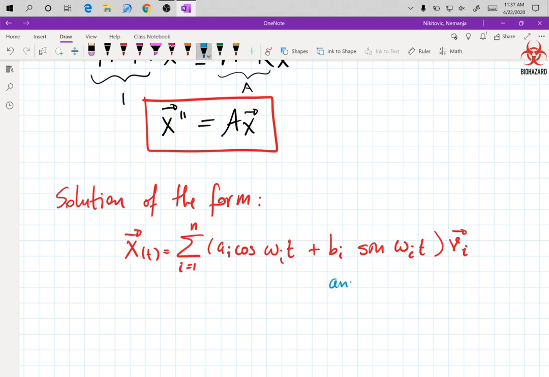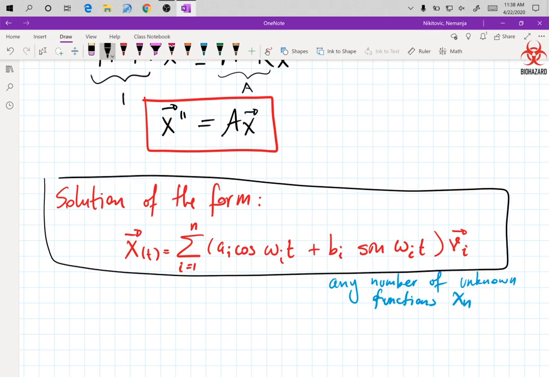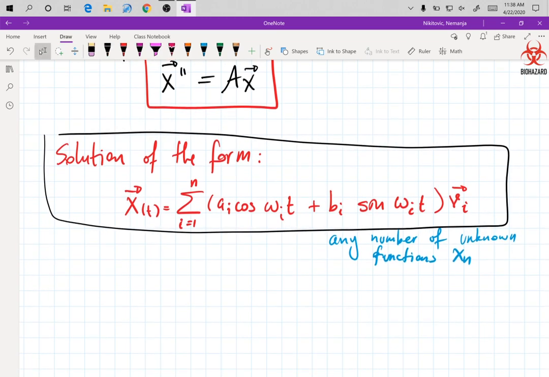I'm just going to put this for any dimension n, right? So any number of unknown functions x1 through xn. So that's the solution. Now it will all go back into, obviously, eigenvalues, eigenvectors, and so on.